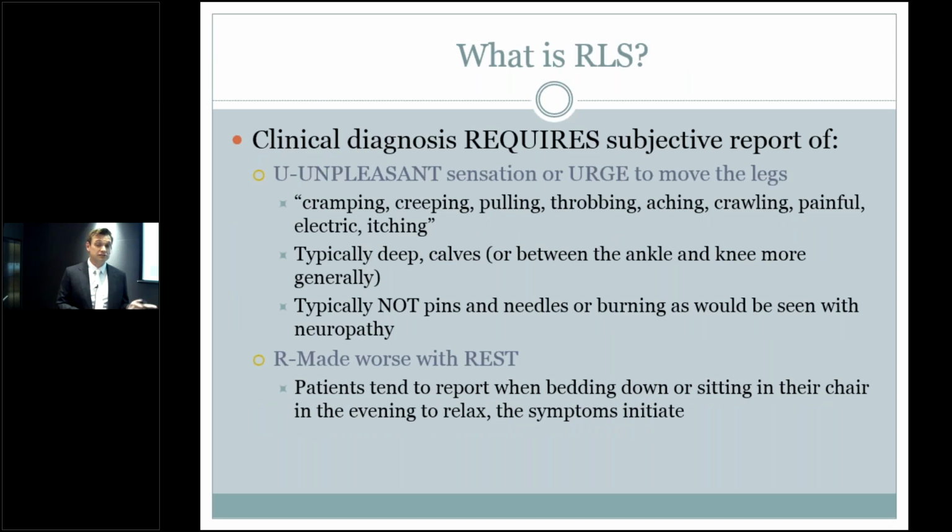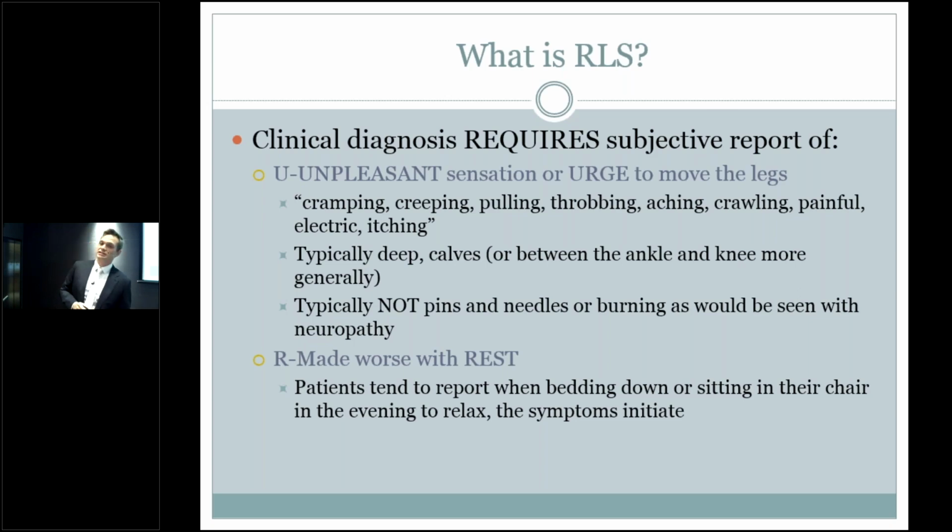So what is it? Now, here's the diagnostic criteria. Again, it's a clinical diagnosis that requires the patient to describe all four of these symptoms. First, an unpleasant sensation or urge to move the legs. I've heard all sorts of descriptions: cramping, crawling, creeping, pulling, throbbing, aching, itching, electrical sensation. It's typically deep. It's not something on the surface, it's in the calves, and it is usually ascribed somewhere between the ankle and the knee. Typically, it's not pins and needles. That is more the neuropathic type change that we see.